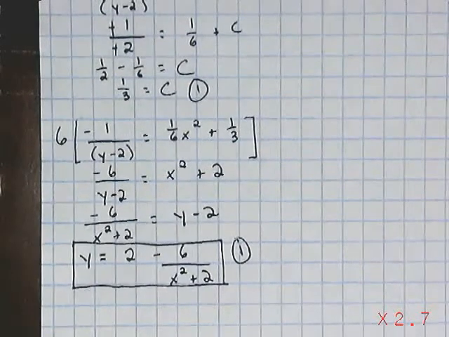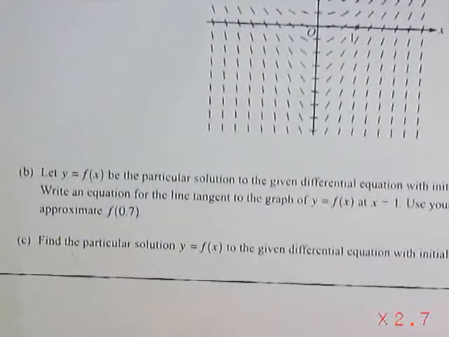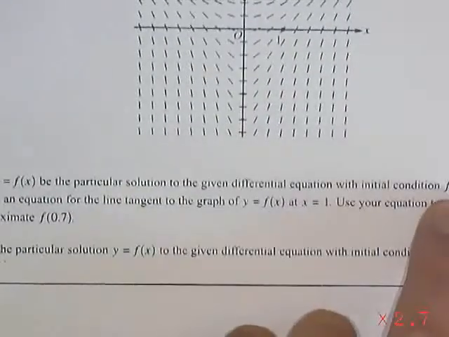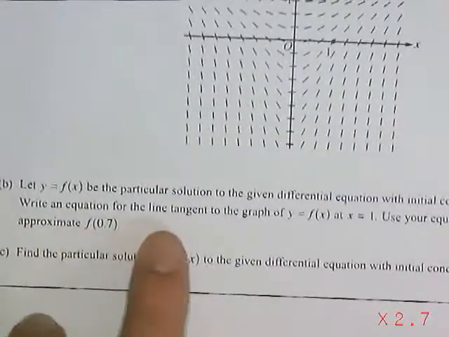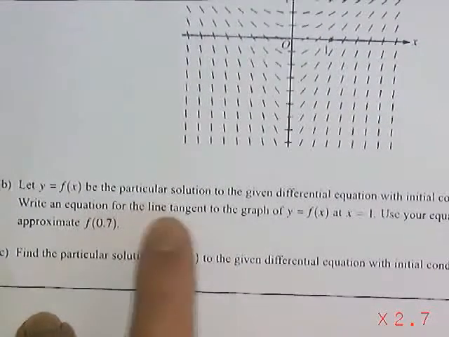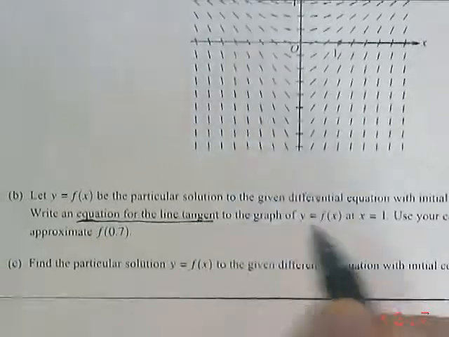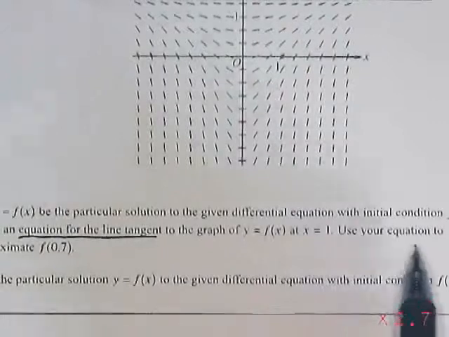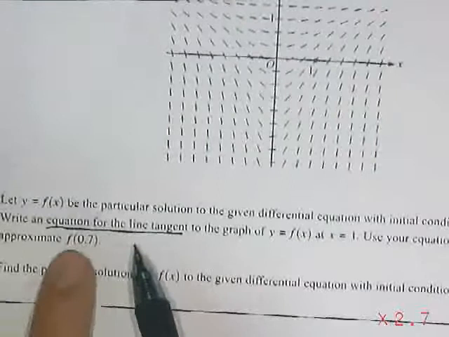Okay, so that was part A. Working backwards still, we're going to go to part B. It says let y equal f of x be the particular solution to the given differential equation with initial condition f of 1 equals 0. So we actually just found that. It's not actually going to come into play here though, because it says write an equation for the tangent line. So write an equation for the tangent line, that's one of the things we need, to the graph of y equals f of x at x equals 1. And then use that equation of the tangent line to approximate f of 0.7. We'll come back to this. First, let's focus on this.